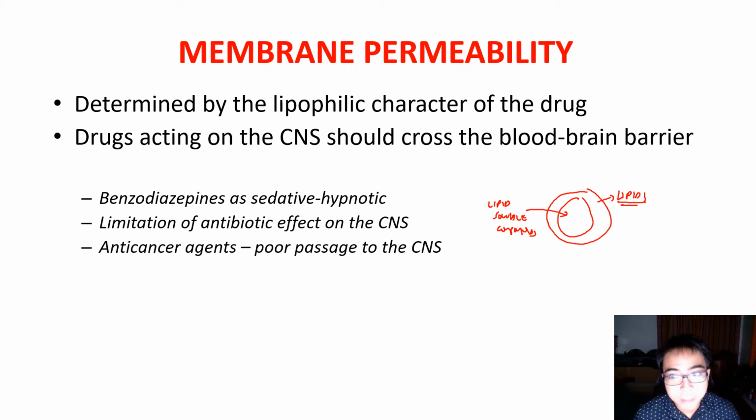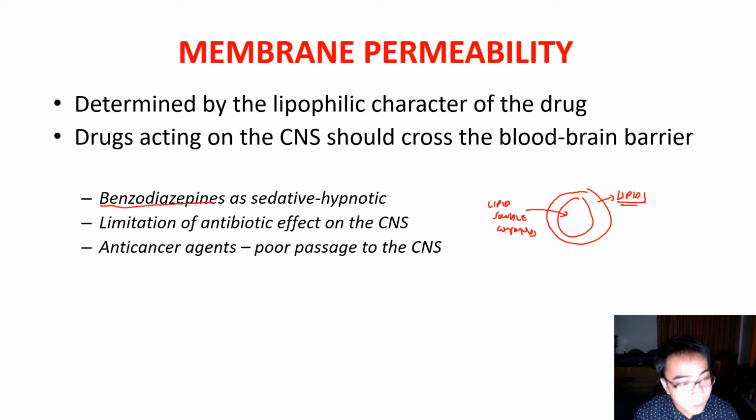So, class, in terms of permeability, the cell membrane allows the easy distribution of lipid-soluble compounds into the cell, creating a response. So, it's usually determined by the lipophilic character of the drug, and drugs acting on the CNS should be able to cross the blood-brain barrier. Another property, class, of the blood-brain barrier is that it's very selective in terms of its permeability. So, oftentimes, class, the only drugs that can easily cross the blood-brain barrier are the lipophilic ones, such as anesthetic drugs, okay, benzodiazepines. These are often lipophilic by nature.